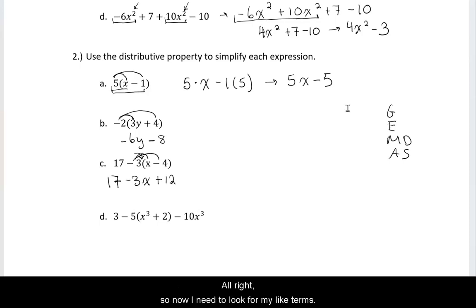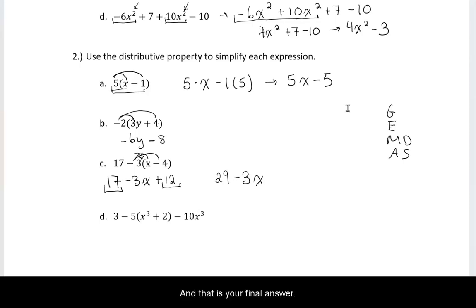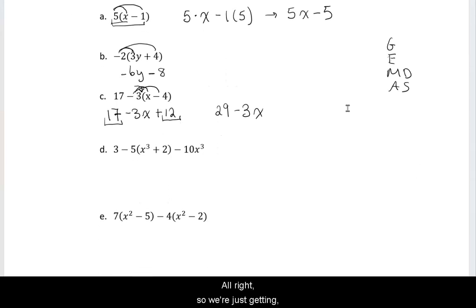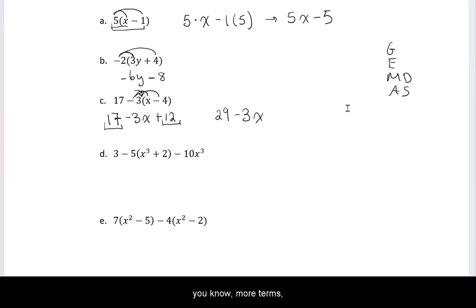All right, so now I need to look for my like terms. And notice I have 17 and 12 that are like terms. 17 plus 12 is 29 minus 3x. And that is your final answer. All right, so we're just getting more terms, more steps that we need to do, but we still follow exactly the same steps. And it all goes back to order of operations.